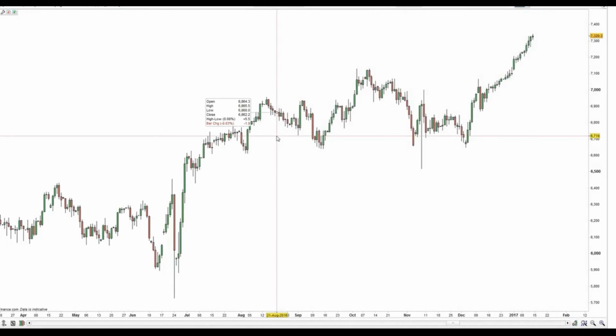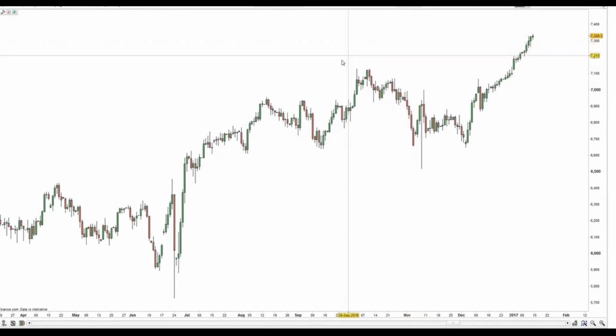Okay, so here we have the daily chart of the FTSE 100, and as you can see, currently the price is up at the 7,300 level and has spent the last couple of months around the 7,000 level. Now, to demonstrate how to identify and plot support and resistance areas, I'm going to scroll back on the chart to the last time the price was in the same region as it is now.